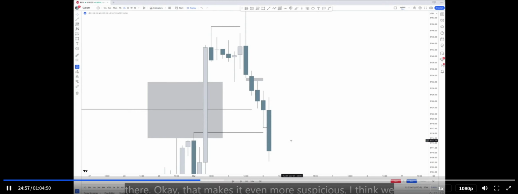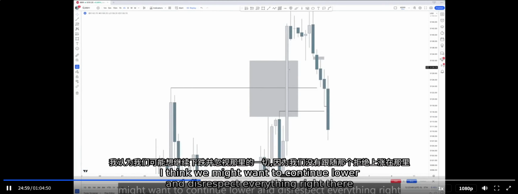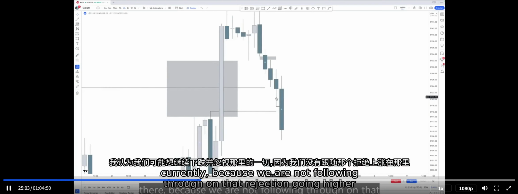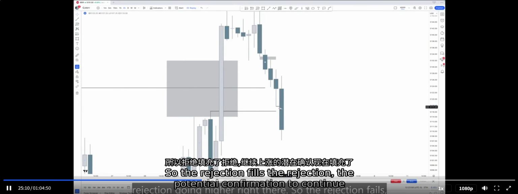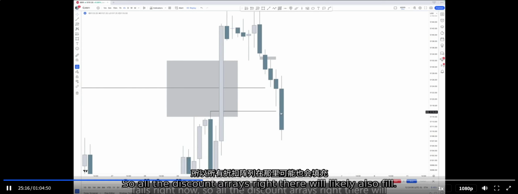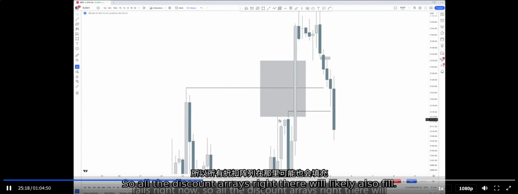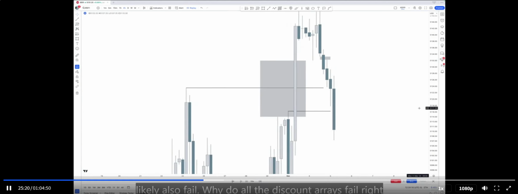So right here, we see the next candle is a down candle. Okay, that makes it even more suspicious. I think we might want to continue lower and disrespect everything right there currently, because we are not following through on that rejection going higher. So the rejection fails, the potential confirmation to continue higher fails right now. So all the discount arrays right there will likely also fail.